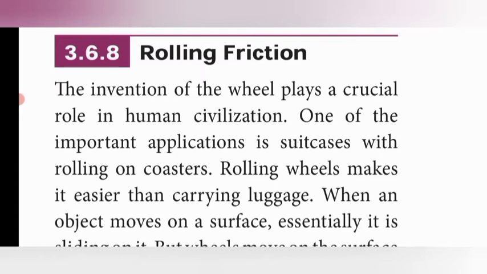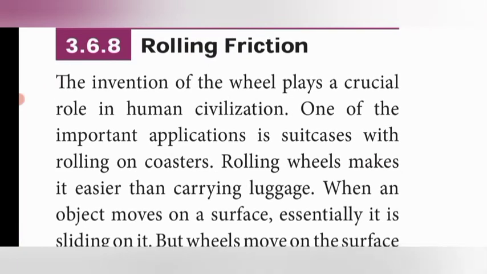Rolling friction makes it easier to move objects, because we fix a rolling part, a wheel, under the object. On the floor, the object then becomes easy to push and easy to move. This is called rolling friction.